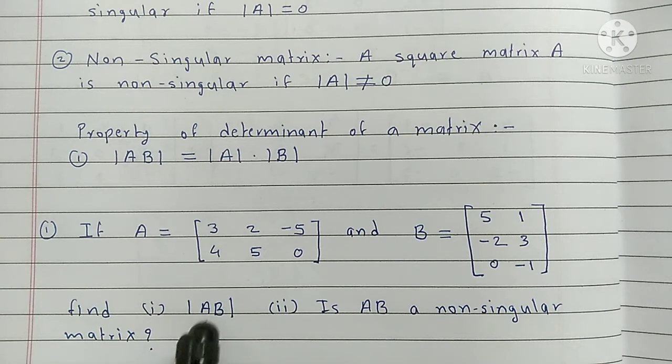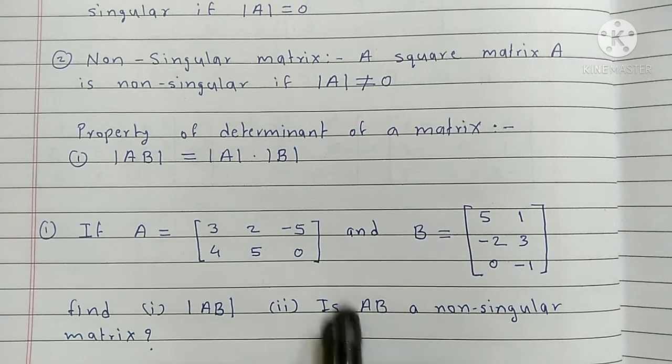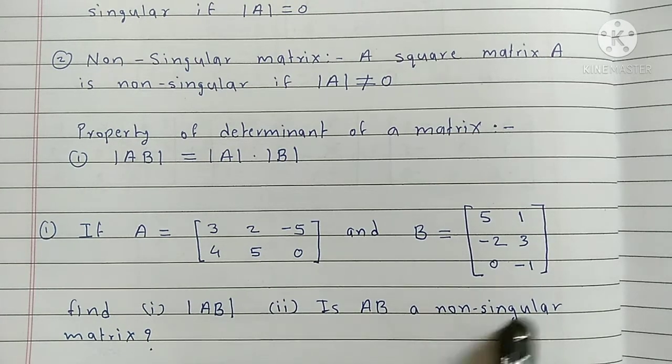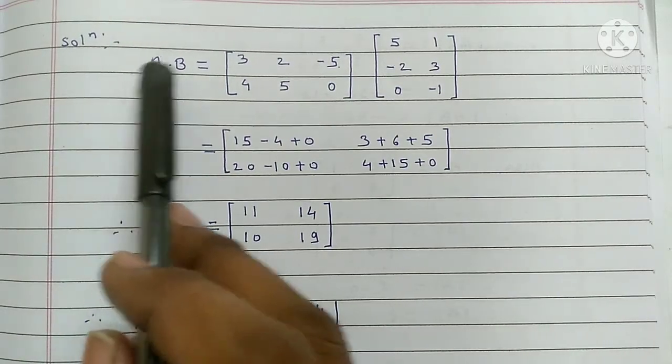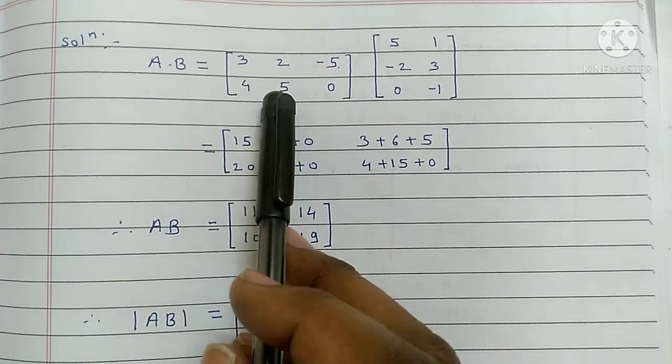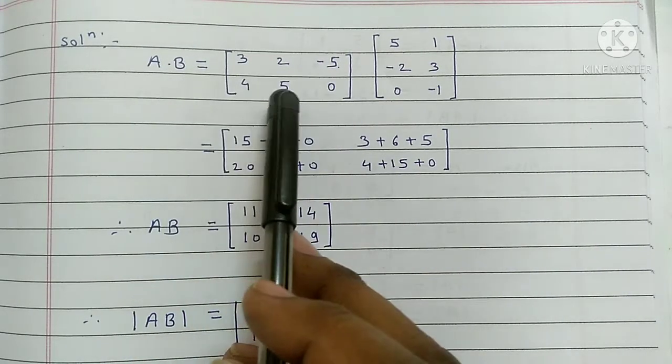So first we will find AB. We want determinant of AB. So then we will find determinant of AB. Then we will decide whether that AB is non-singular matrix or not. So here first we will find AB. So A into B is equal to, this is our matrix A and this is our matrix B. So A into B. So matrix multiplication.